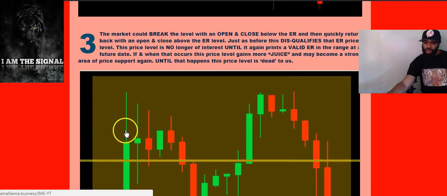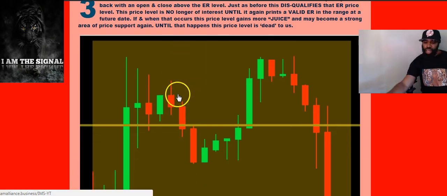Here's diagram 3. You see the market can break the level as before with an open and close, right? It breaks the level with an open and close below the level. Then it does the same thing again. So this price level is no longer of interest. We can't trust it, right?